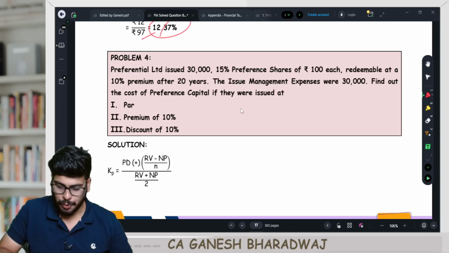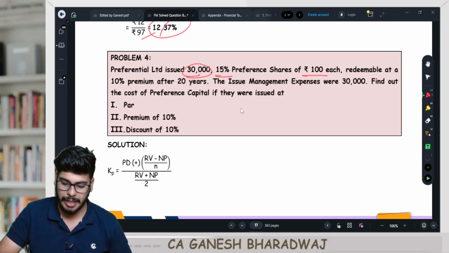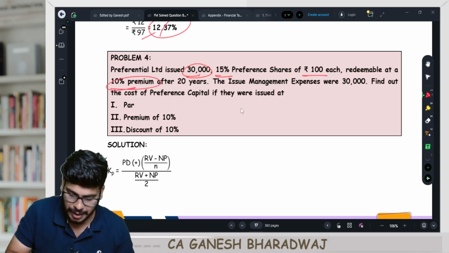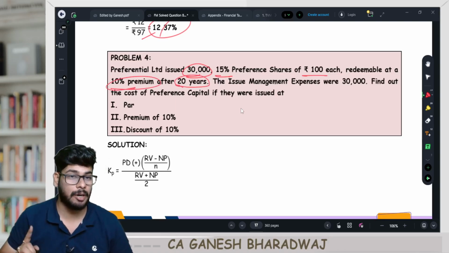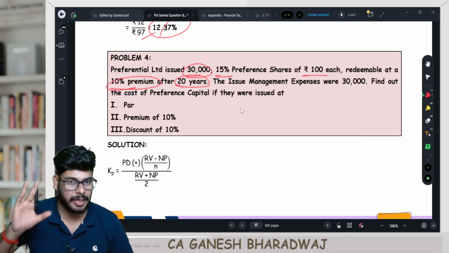Preferential Limited issued 30,000 15% preference shares of rupees 100 each, redeemable at a premium of 10% after 20 years. Now, do we have a finite life here? Is it redeemable? Yes, right? Guys, first you collect the facts, then you can do the calculation.